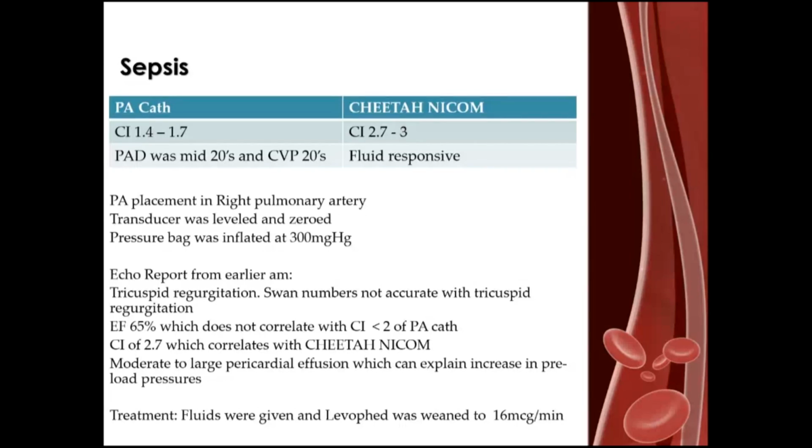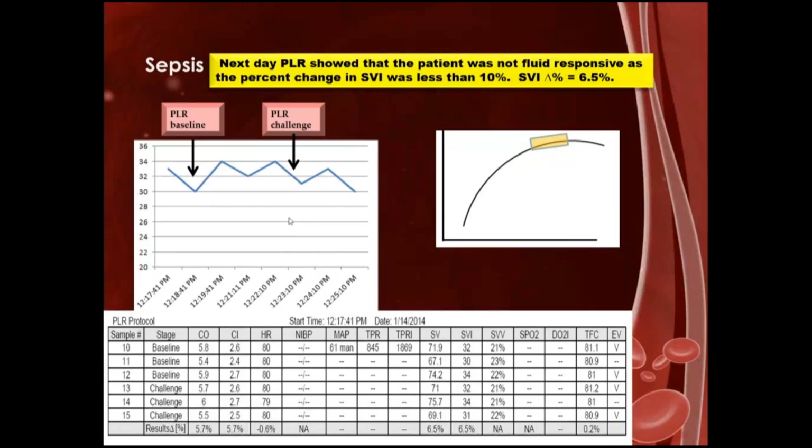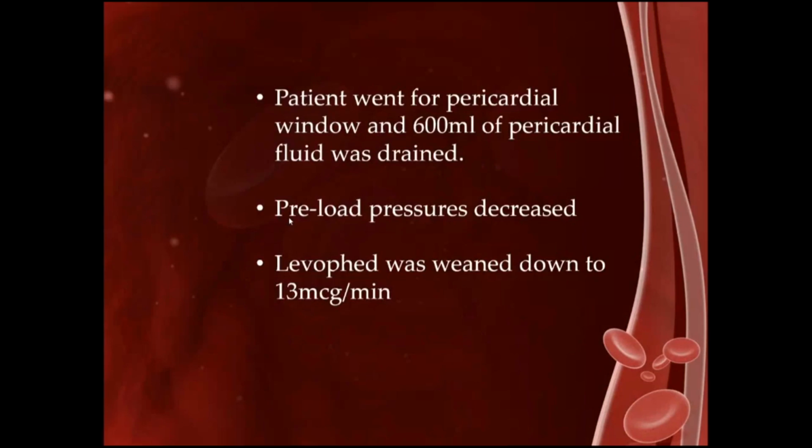So they ended up giving fluid to this patient, and they were able to wean the Levophed down to 16 mics per minute. The next day, we repeated the passive leg raise, and at this point in time, she only increased the stroke volume index 6.5%, which showed that she was not fluid responsive at this point in time. Later, she went for a pericardial window, and they drained 600 mils of pericardial fluid. After that, her preload pressure came down, and they were able to wean the Levophed down to 13 mics per minute.